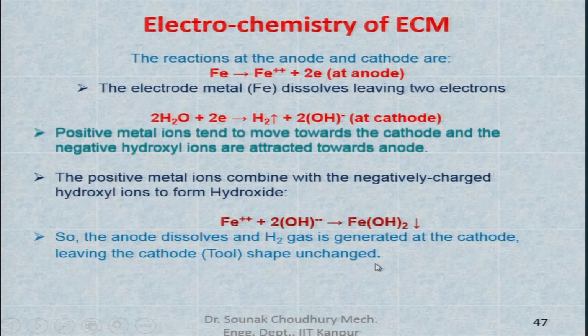So, this is one of the biggest advantages of electrochemical machining, that here the tool does not wear out, nothing happens to the tool. So, we can use the tool, let us say, of copper material. That can be used for a very long time, because there is almost no wear of the tool. So, this is one of the advantages of the process.